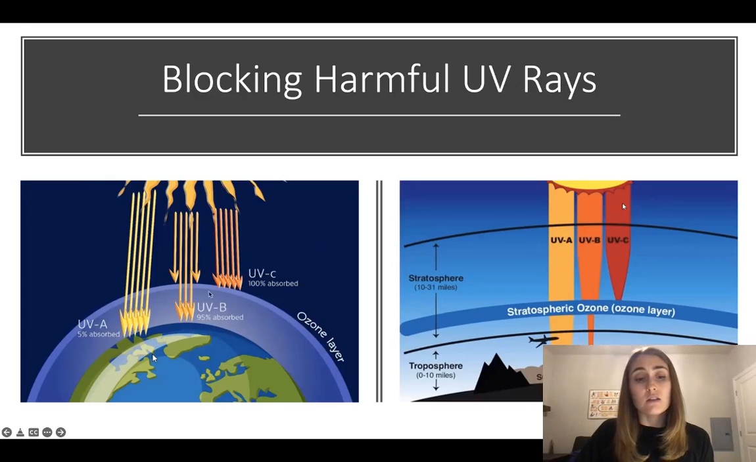Now, the good news is UVC and UVB are largely blocked by the ozone. UVC is the most damaging one, and all UVC gets blocked by our naturally occurring ozone, and we really like that. UVB is the second most harmful, and most of it gets absorbed by the ozone layer. Some of it gets through, but luckily most of our sunscreens, sunglasses, things like that protect against both UVA and UVB, and you can see most UVA does actually make its way to the surface of our planet. So those are the ones we're mostly concerned with.